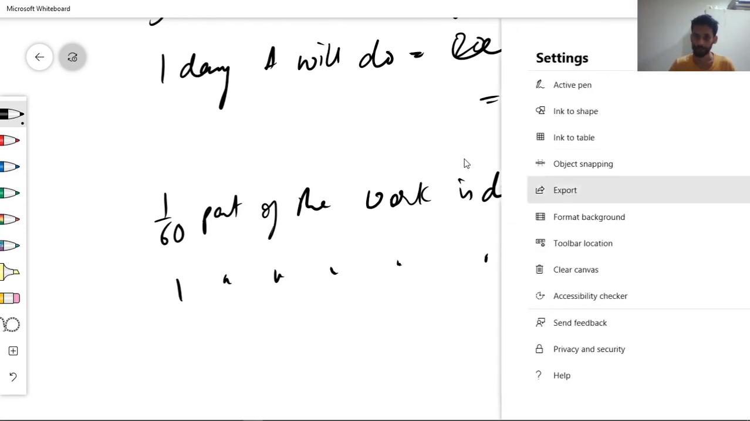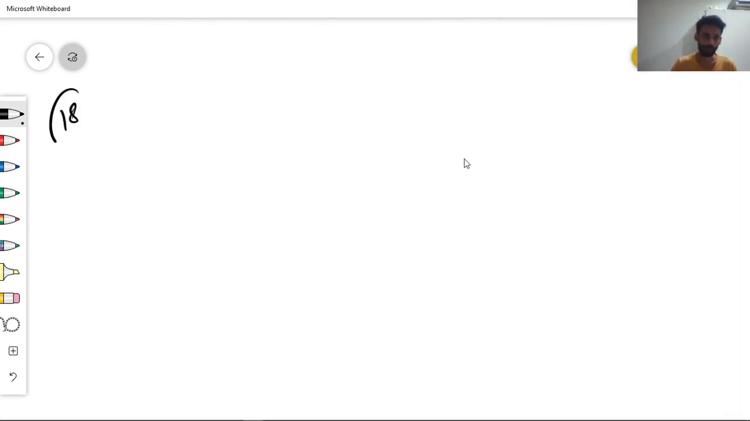Question number 18. Pipes A and B can fill a tank in 5 and 6 hours respectively. Pipe C can empty it in 12 hours. The tank is half full. All the three pipes are in operation simultaneously. How much time?